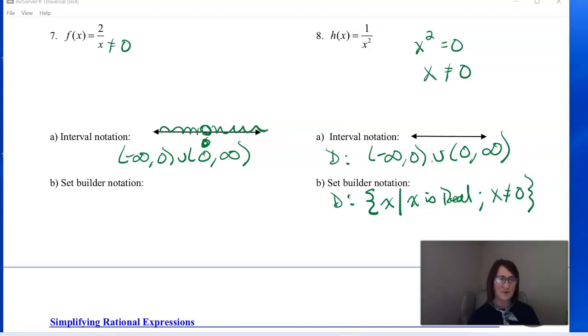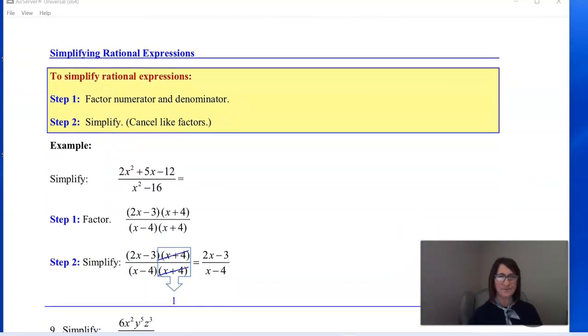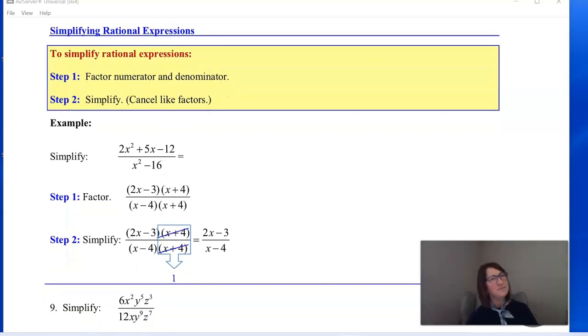Okay. Now, let's start having some fun. Let's try simplifying rational expressions. So when we simplify a rational expression, now we get to play with the numerator, okay? So you're going to factor both the numerator and the denominator, and then you simplify. So that means we use the term cancel like factors. It's actually more that we're reducing them, but that's okay.